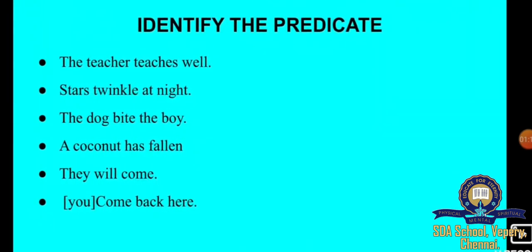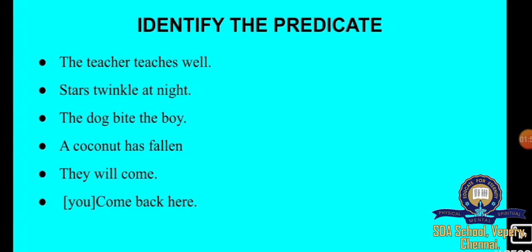Now, let's see how to identify the predicate. Children, identifying the predicate in a sentence is a very easy thing. The only thing you have to do is, first find out the subject in the sentence. And the remaining part of the sentence, which contains everything other than the subject, is called the predicate. So children, are you all ready to identify the predicate? Okay, come on, let's identify the predicate in a sentence.